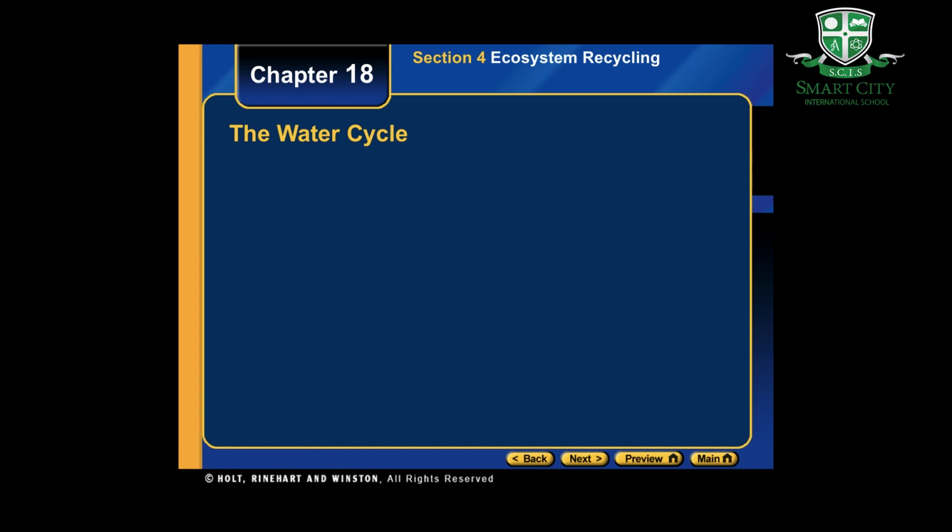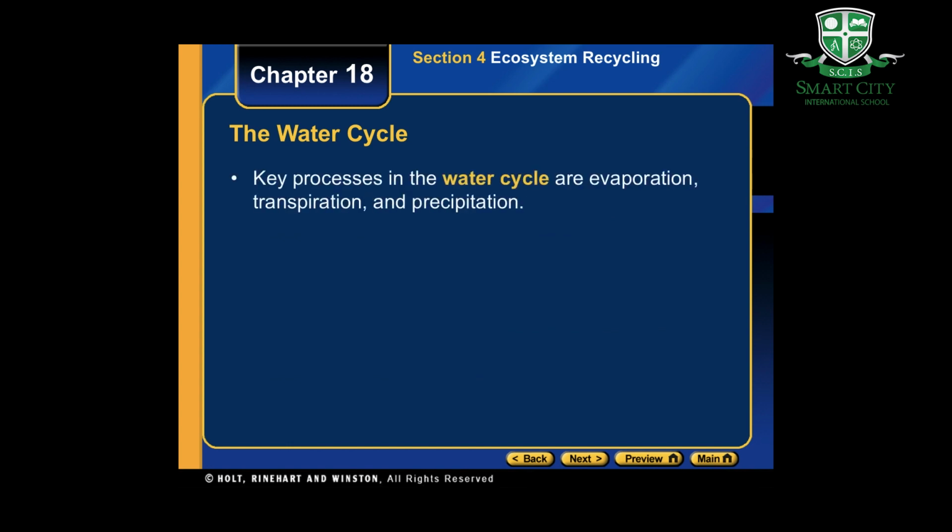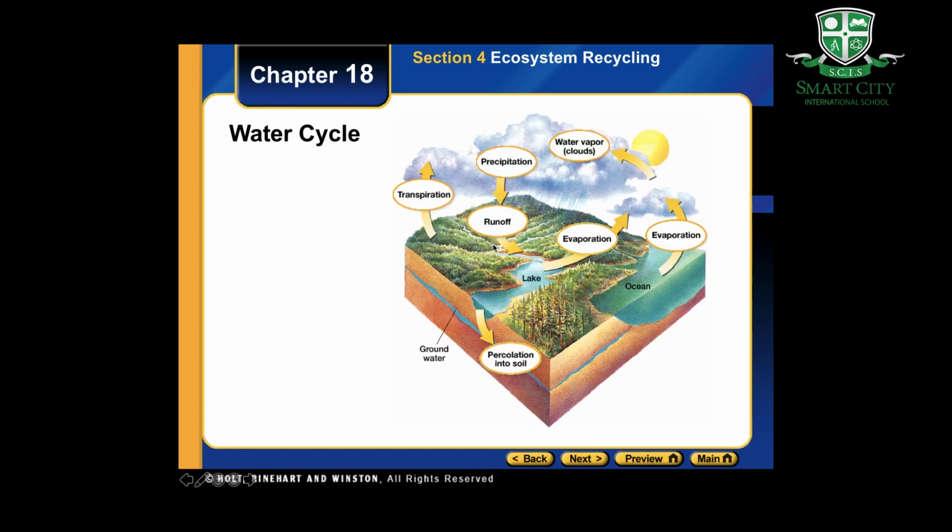Let's start with the water cycle. The water cycle is the process by which water is transferred between the atmospheric water and the land water. In the water cycle, you will see 3 main or key processes, which are evaporation, transpiration, and precipitation. Let's take a deep look into the water cycle. The water cycle is mainly between the water on the land and the water in the air.